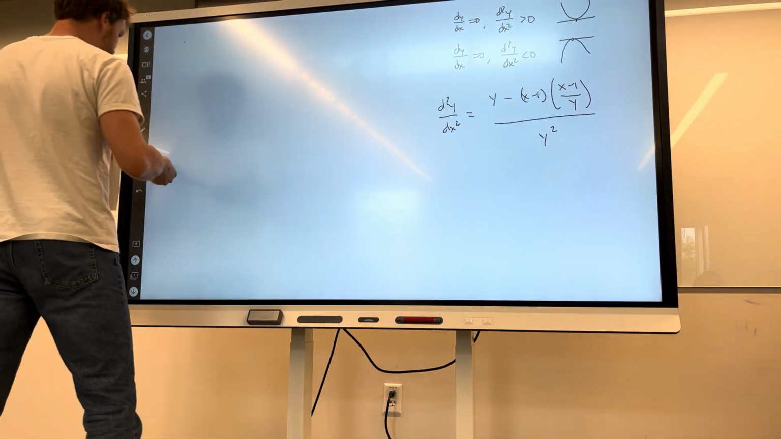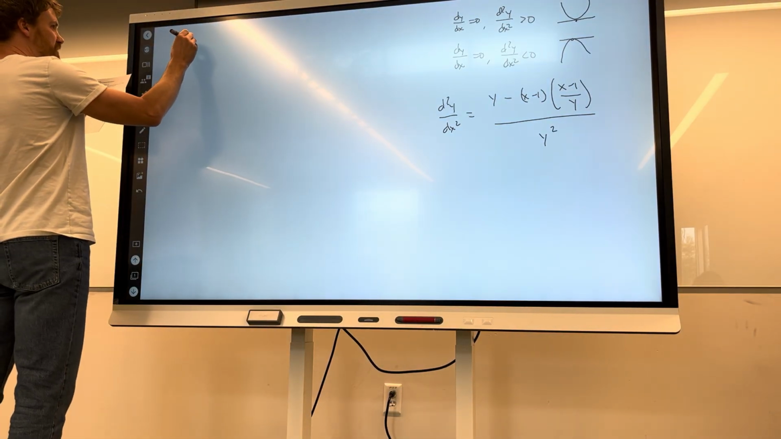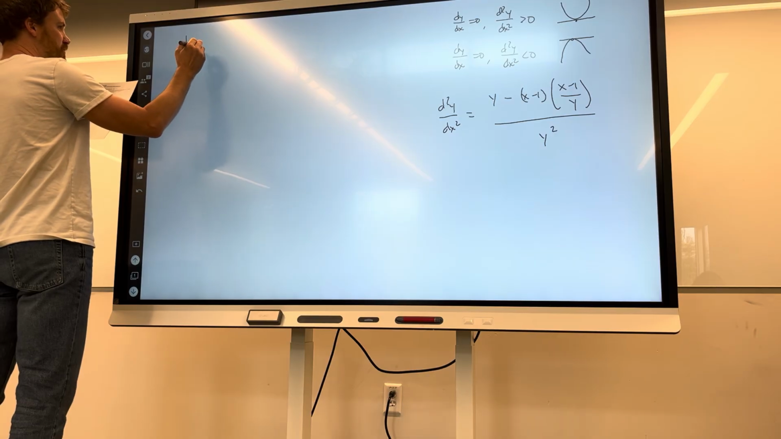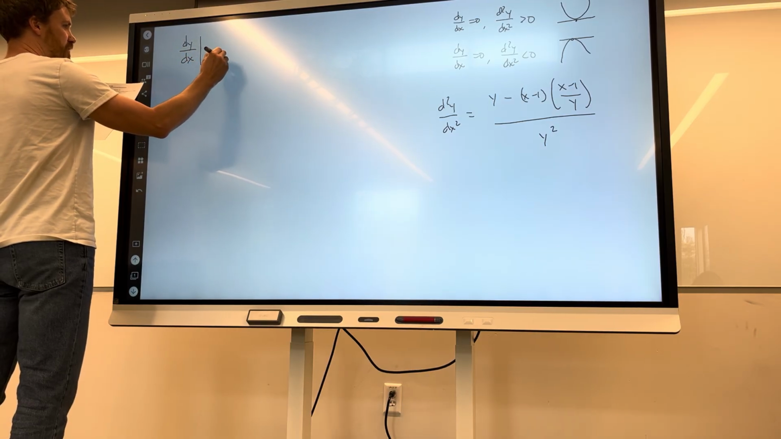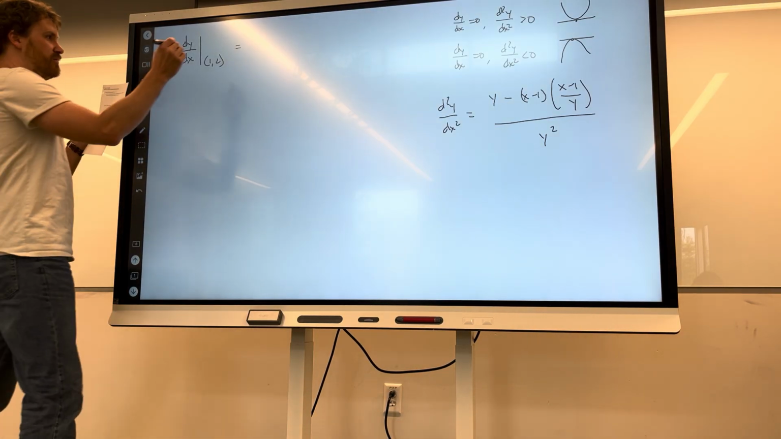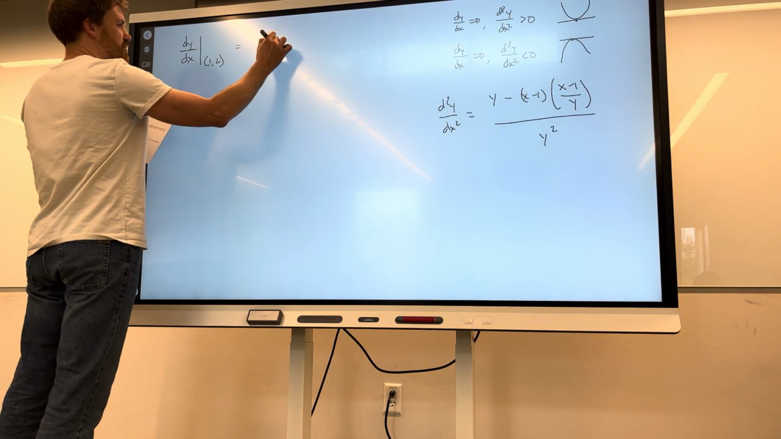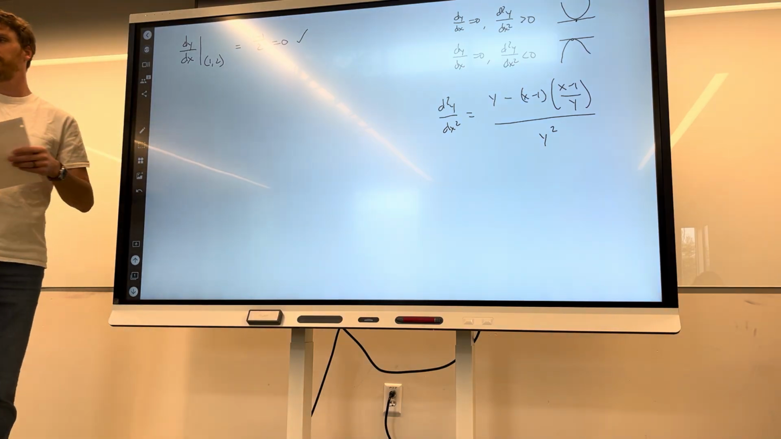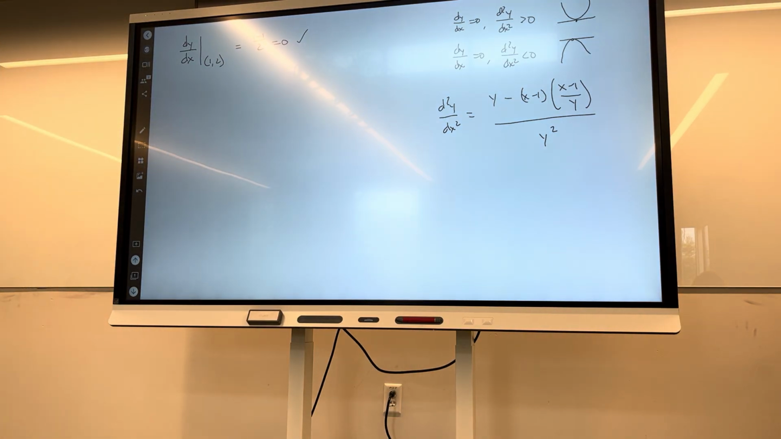Okay, step 1, let's see what dy dx is at this point, which I actually think we already know, right? dy dx evaluated at 1, 2 was 1 minus 1 over 2, which is 0. So that's good. That means we have a horizontal tangent. So it's a candidate, right? It's a critical point. It's a candidate for a max or a min.